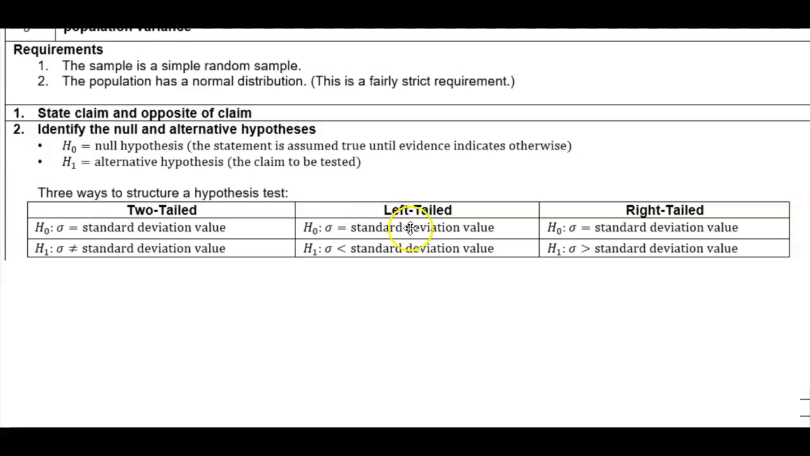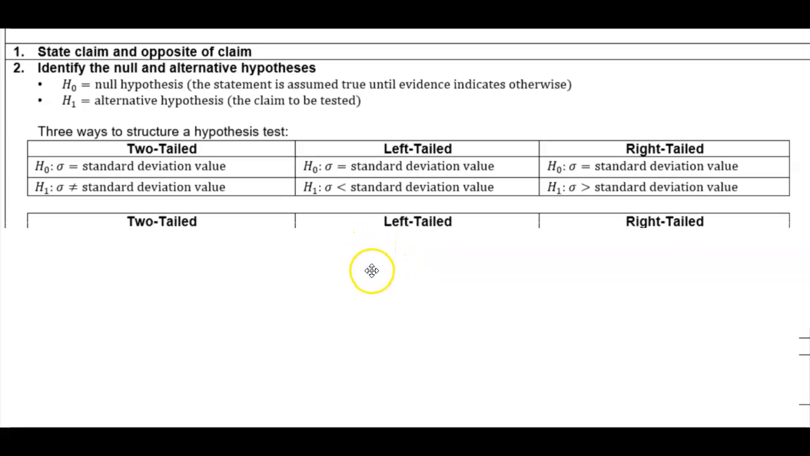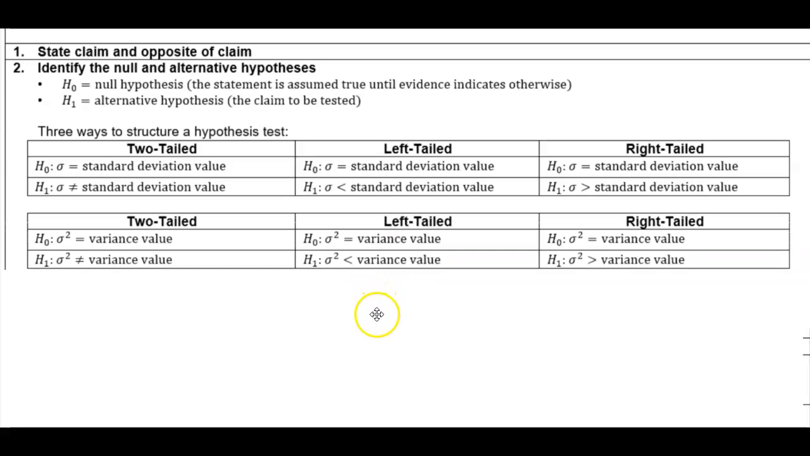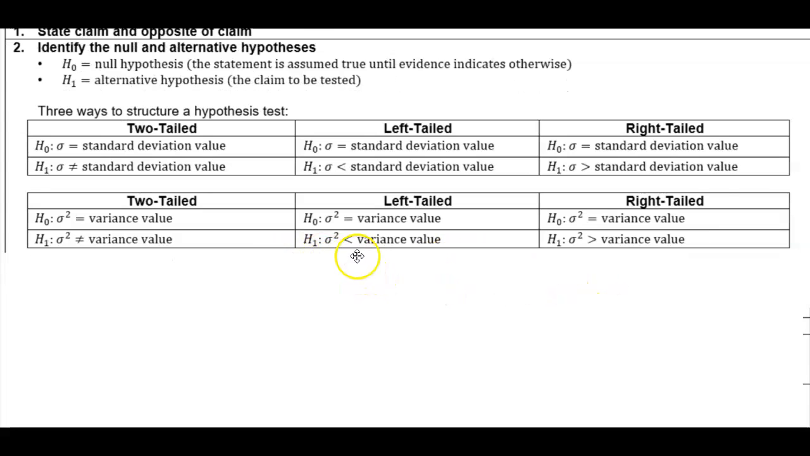So, when we're talking about the population standard deviation, for two-tailed, left-tailed, and right-tailed, the null is always going to equal the standard deviation value. The alternative for the two-tailed has the population standard deviation not equal to the standard deviation value. For the left-tailed, the alternative has the population standard deviation less than the value. And for the right-tailed, the alternative is greater than the value. And when we're discussing the variance, the null is always going to have the equality to some variance value. The same thing: two-tailed, left-tailed, right-tailed, we have not equals, less than, greater than, where the alternative has the variance according to those particular values.